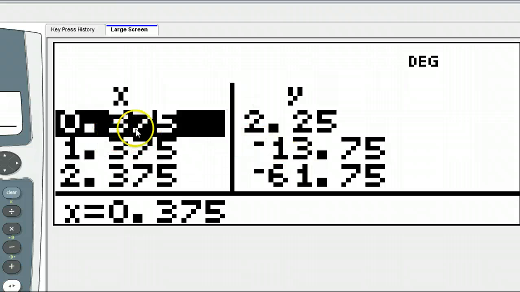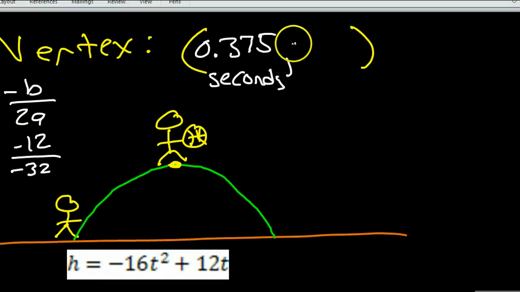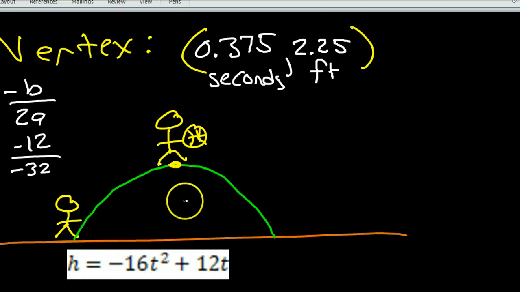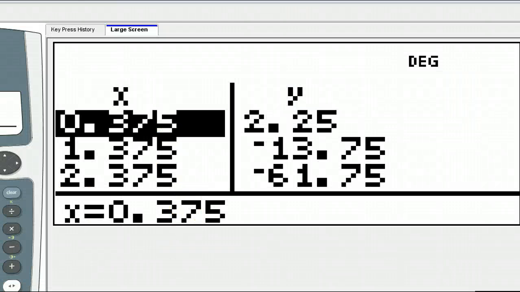So at time 0.375 we reach a height of 2.25 feet. And this is the vertex, so this will be the maximum height that is reached. And so the question is, is it high enough? 2.25 feet maximum.